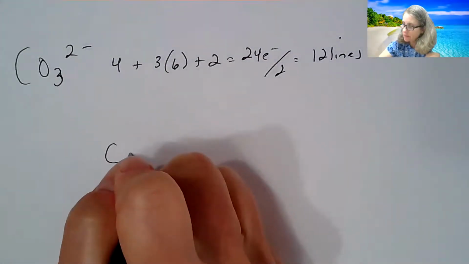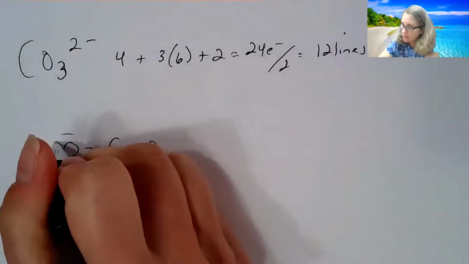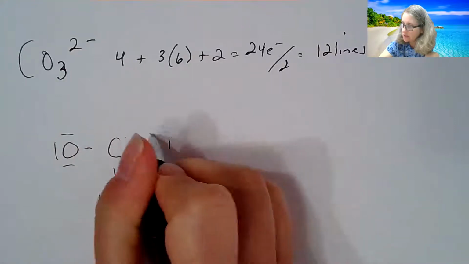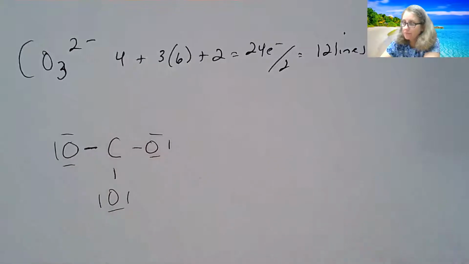I'm going to put carbon in the middle, then I'm going to put my 3 oxygens on either side. Then I put my lone pairs around the oxygens, okay? And then I go, okay, well, who doesn't have 4 lines around it?